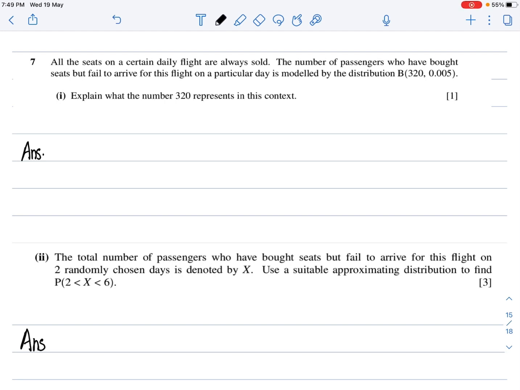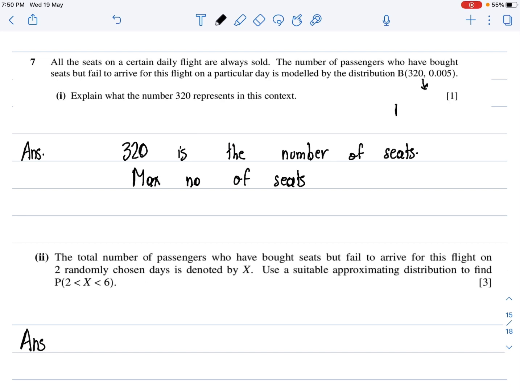It's simple. 320 is the number of seats on the flight, or the max number of seats on the flight, because obviously I know the binomial distribution is basically n comma p.